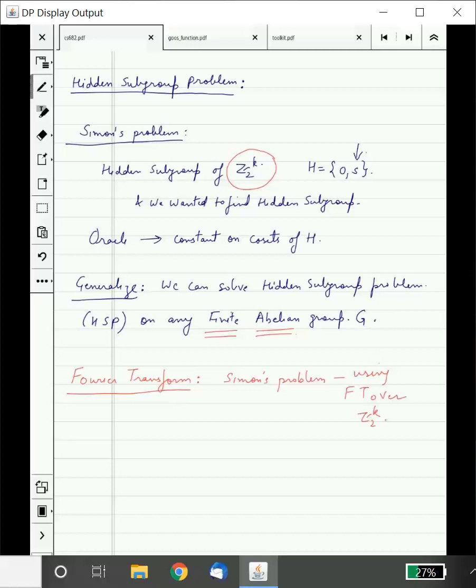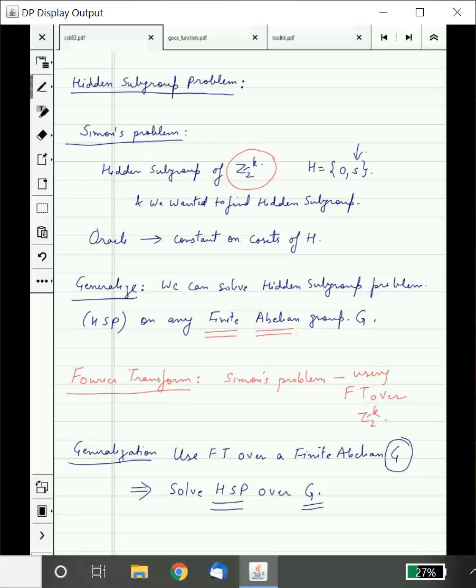That means the algorithm we want to generalize, or what we want to say, is that we will use Fourier transform over a finite abelian group G. This will imply that we can solve the hidden subgroup problem over G. This is the exact statement we are going to see today: using the Fourier transform of a finite abelian group G, we will solve HSP over G. You might ask, in what cases can we make Fourier transform over finite abelian group G? It turns out for all of them actually.